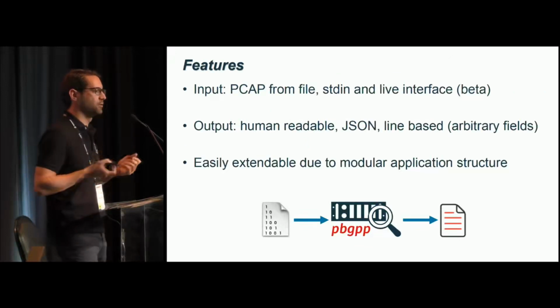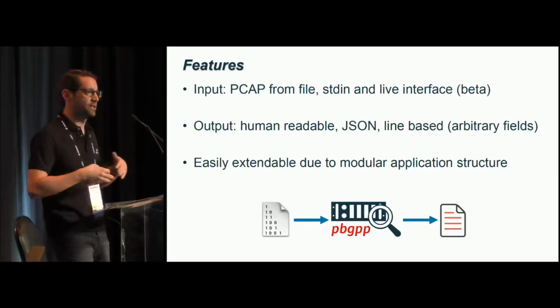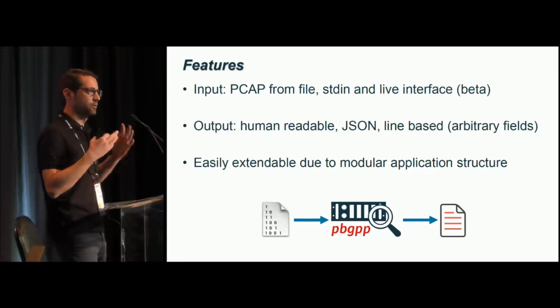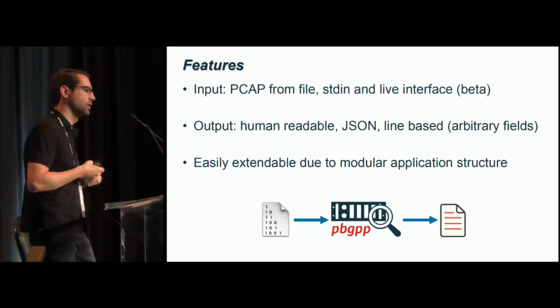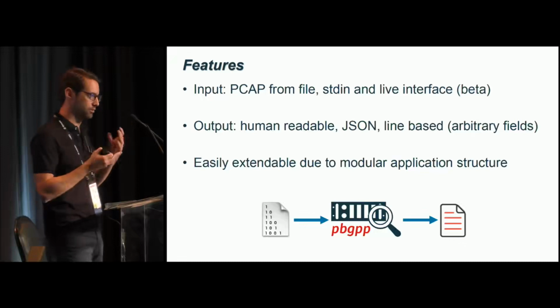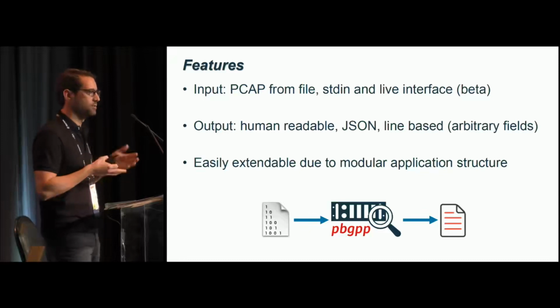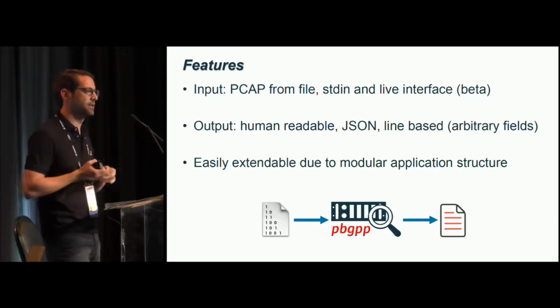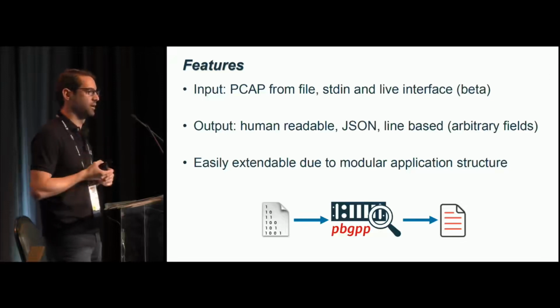As an input, we accept a PCAP from a file, from standard in, and we also do live reading from the interface. The output, after processing, filtering, whatever you want to get out of the PCAP which contains BGP messages, is in a human readable format, because sometimes you need to explore things and just want to see for yourself and get your hands on what's going on. Sometimes you want to have it in JSON because you want to process it later, or you want to have it line-based because it just goes into the next script or whatsoever.